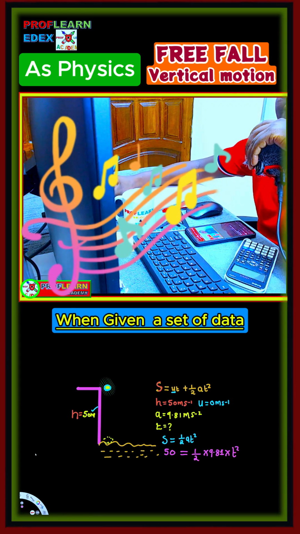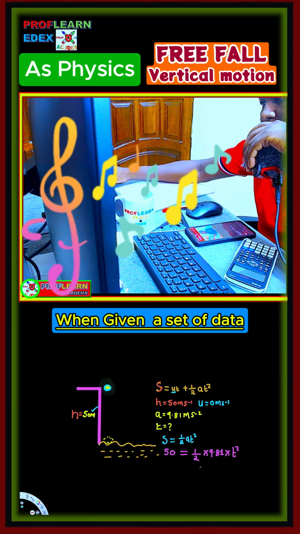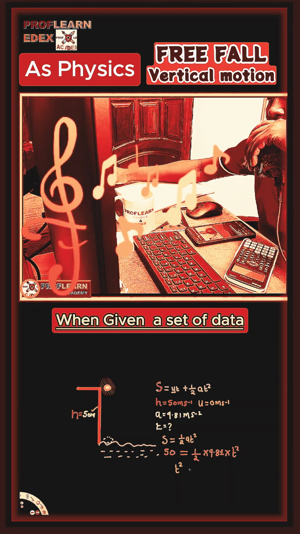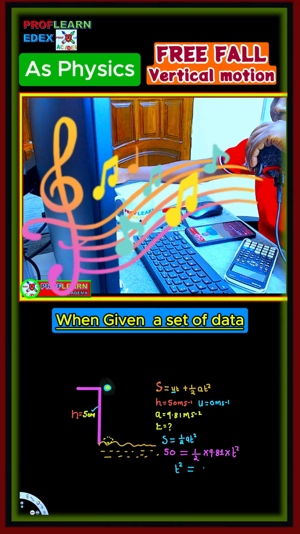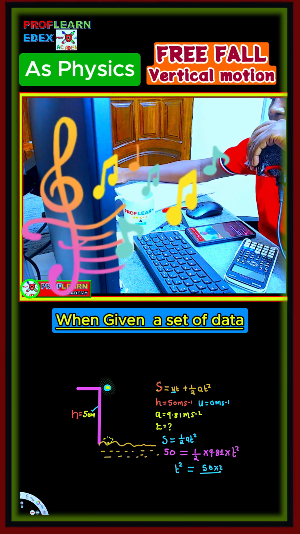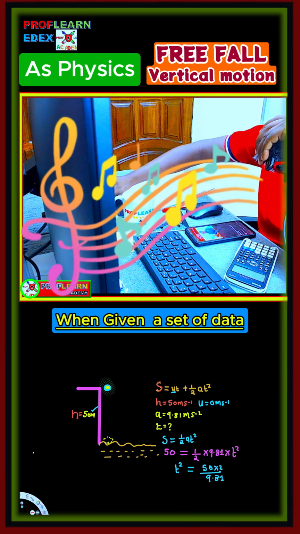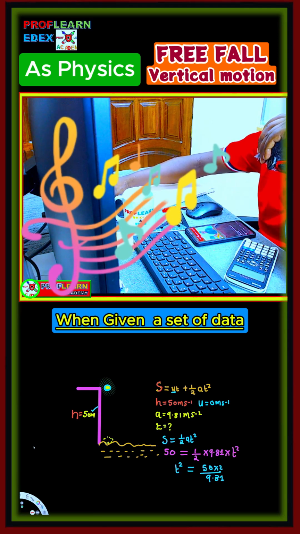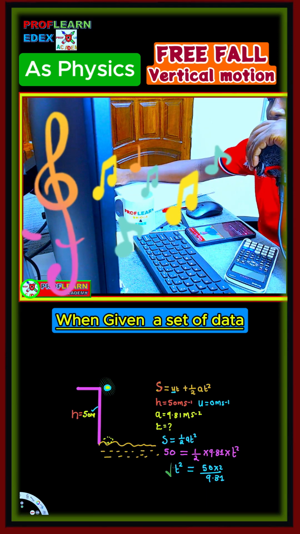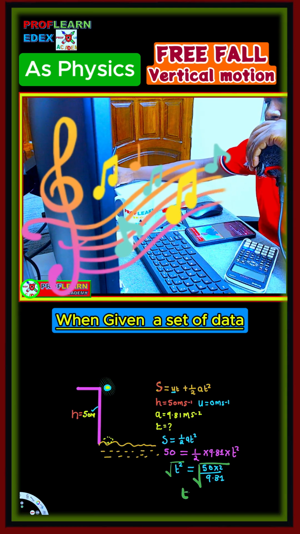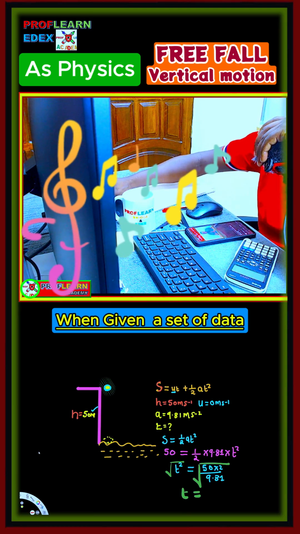We can make t the subject of the formula by multiplying both sides by 2 and dividing by 9.81. So we shall have t squared equal to 50 times 2 divided by 9.81. In order to have the value of t on one side, we find the square root, and t is going to be equivalent to what?